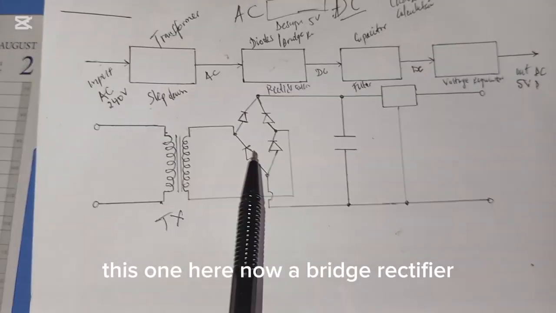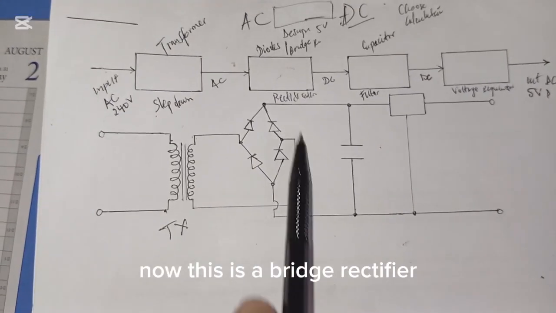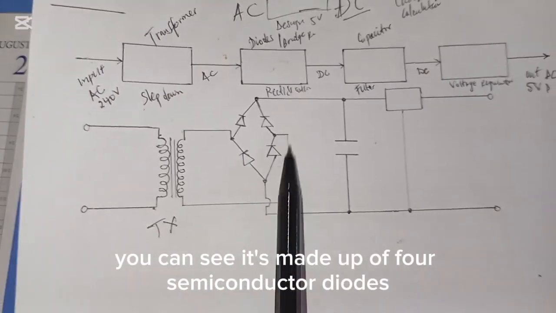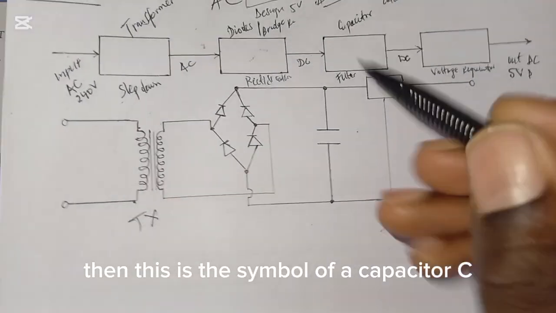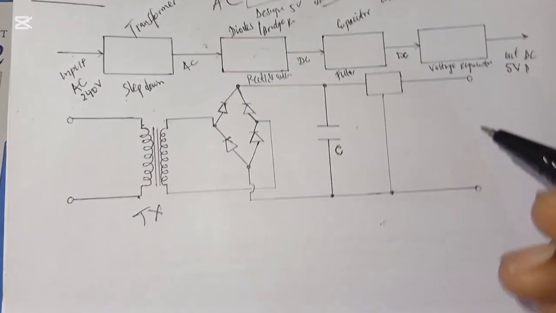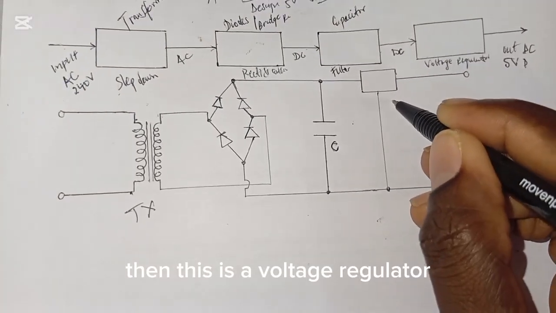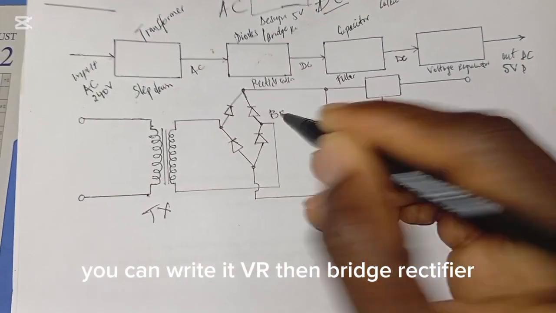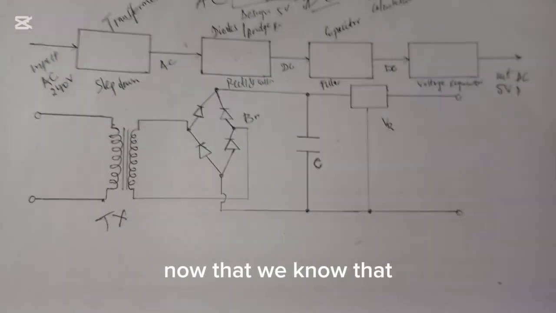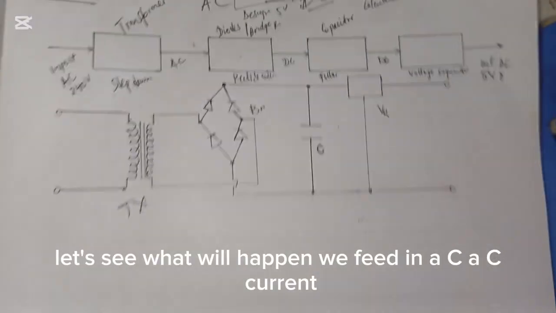Now this is a bridge rectifier. You can see it's made up of 4 semiconductor diodes. Then this is the symbol of a capacitor, C. Then this is a voltage regulator. You can write it VR. Then the bridge rectifier. Now that we know that, let's see what will happen.